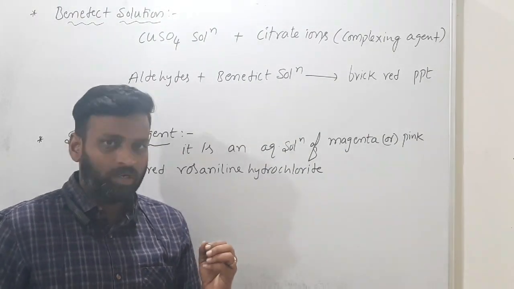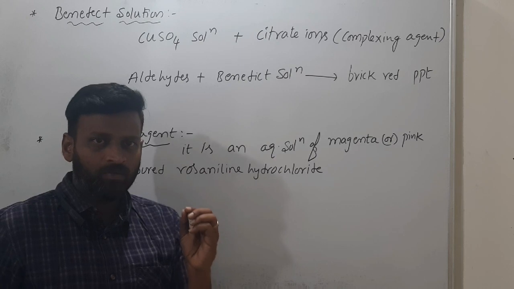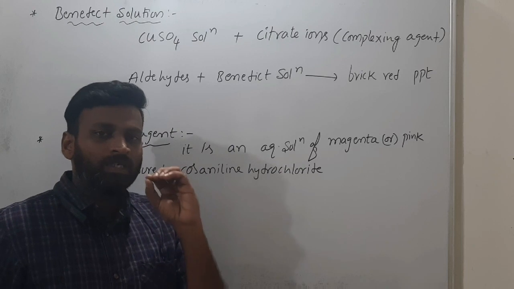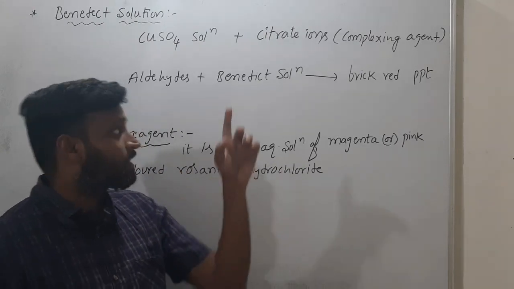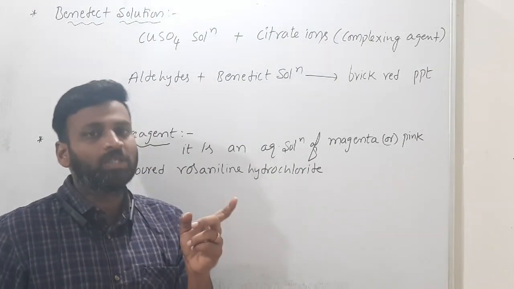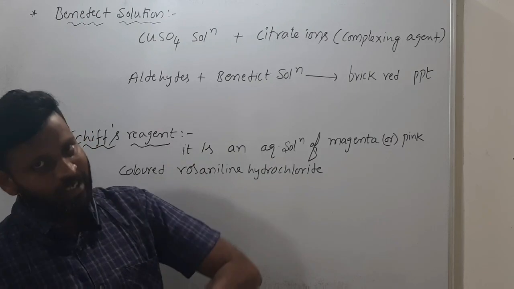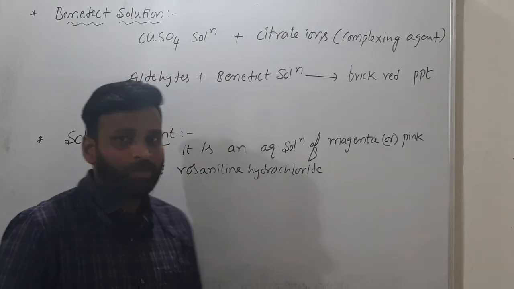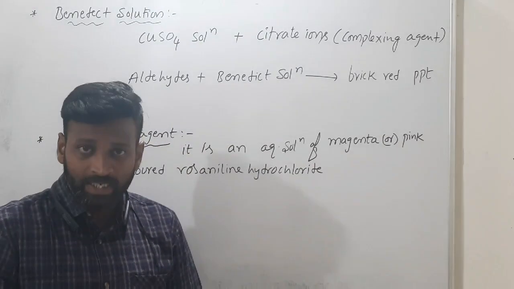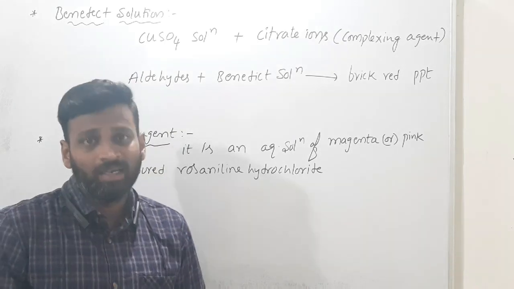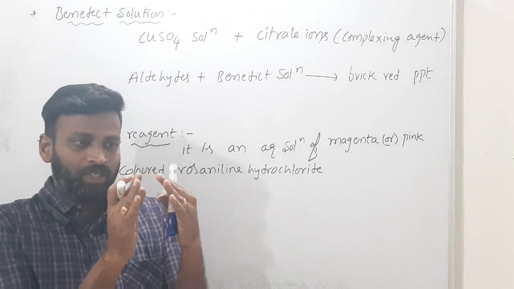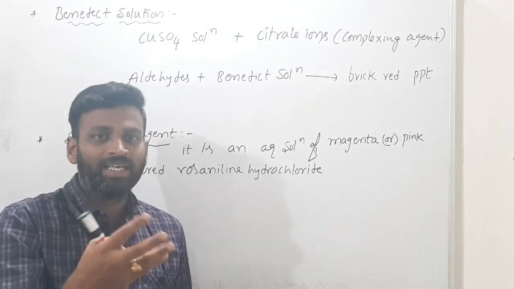Tollens reagent is somewhat a stronger oxidizing agent, a weak oxidizing agent only, but somewhat strong comparatively to Fehling and Benedict. So Tollens reagent oxidizes both aliphatic aldehydes as well as aromatic aldehydes. But Fehling solution, Benedict solution and Schiff's base won't oxidize aromatic aldehydes. So this is one of the most important differences between Tollens reagent and Fehling and Benedict.